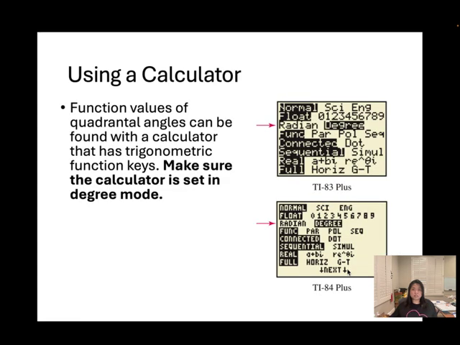Using a calculator, function values of quadrantal angles can be found with a calculator that has trigonometric function keys. Make sure the calculator is set in the degree mode. Okay, when you guys are using the TI-83 or TI-84 Plus, you should click on the mode. In the mode, you could find radian or degree. If you're working in degrees, make sure you choose degree here. If you're working in radians, make sure your calculator is in radian mode.